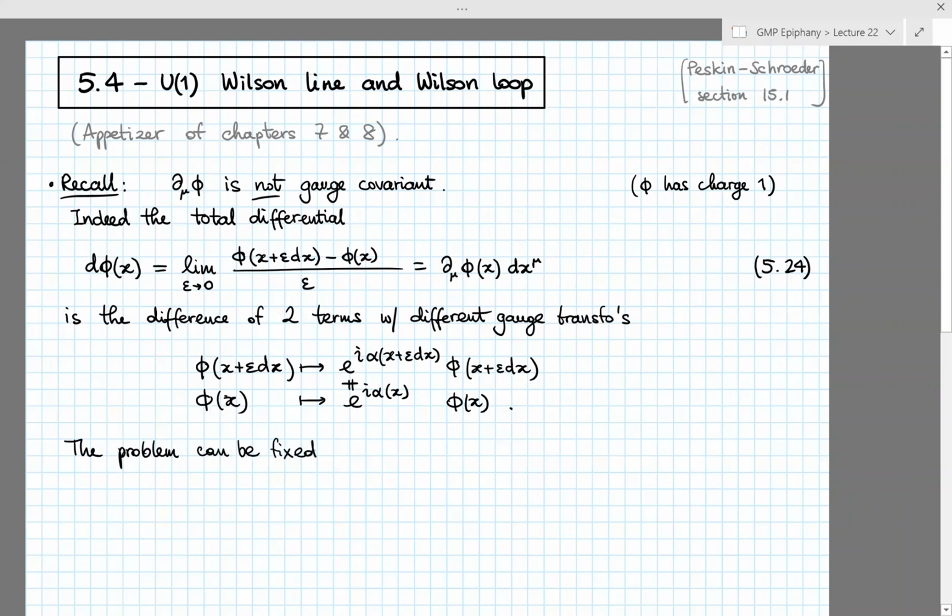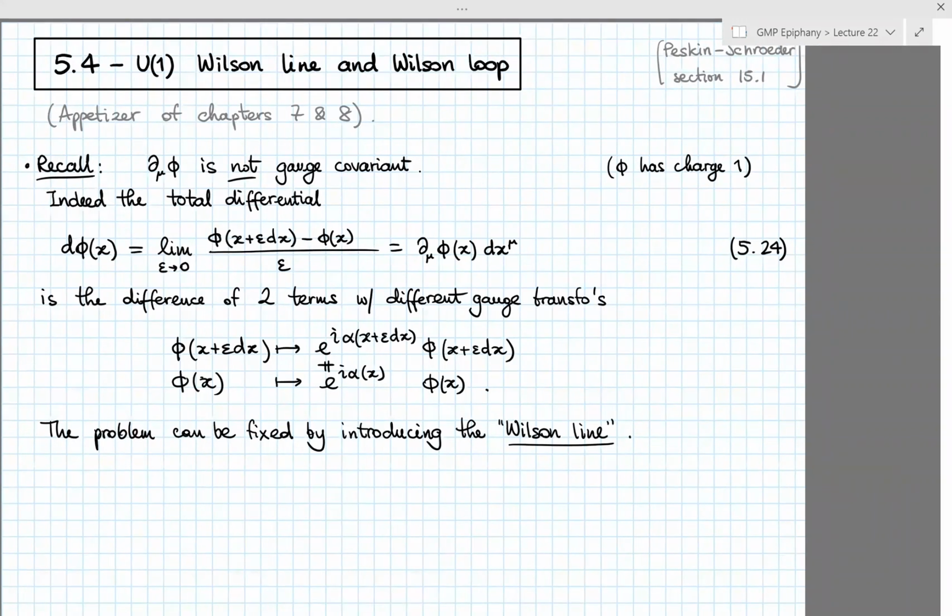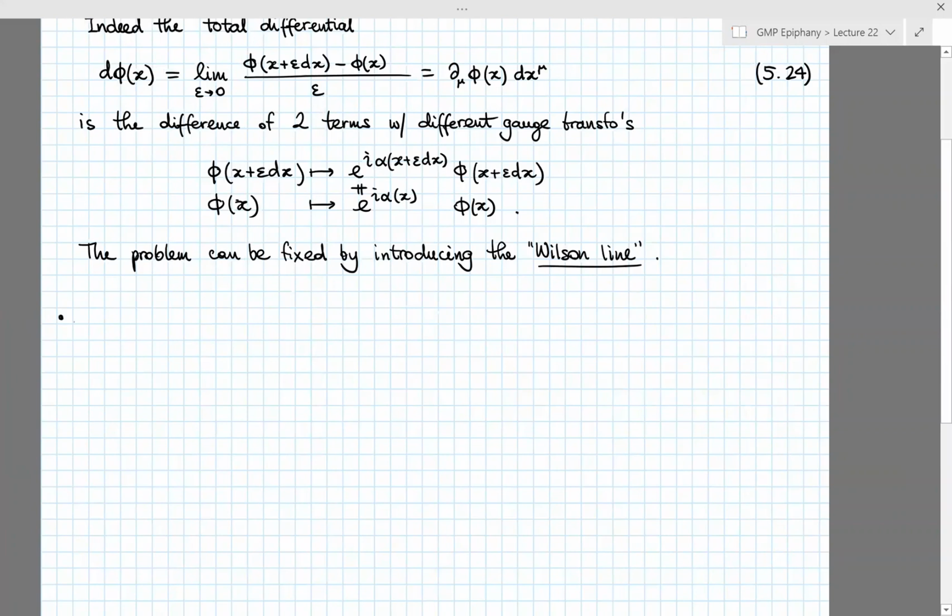But luckily for us, this problem can be fixed by introducing the so-called Wilson line in physical parlance, and we'll learn later the mathematical parlance. One there talks about parallel transport, etc. So what is this Wilson line? So we start by defining a curve, say, which connects 2 points in space-time x1 and x2. Let the curve be C.